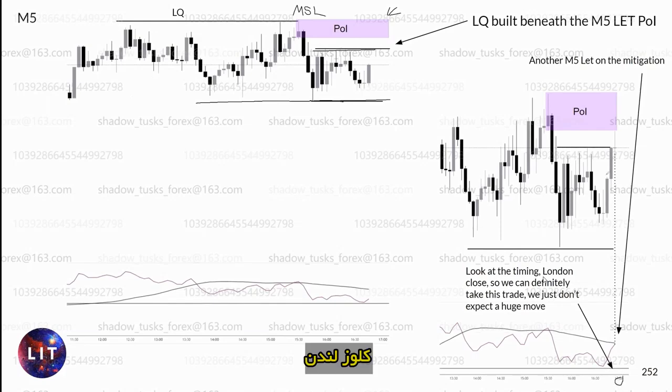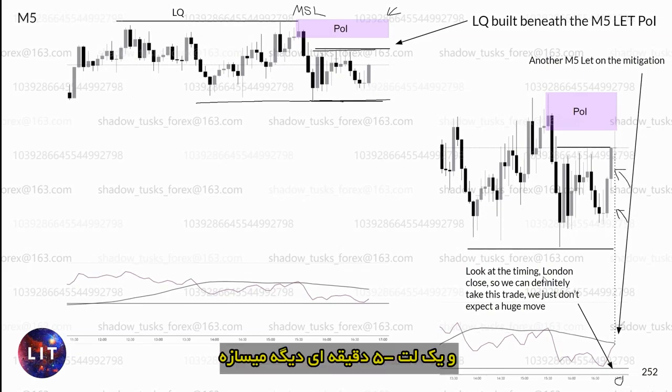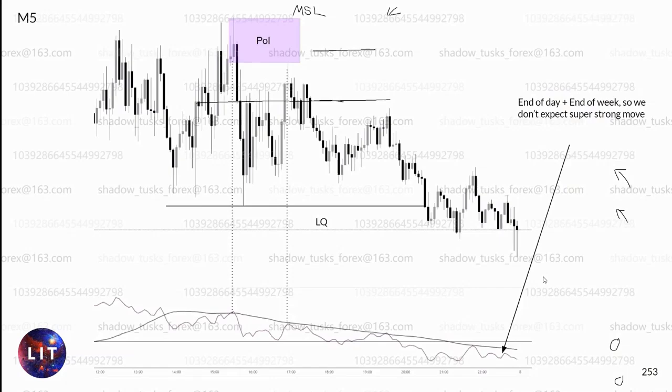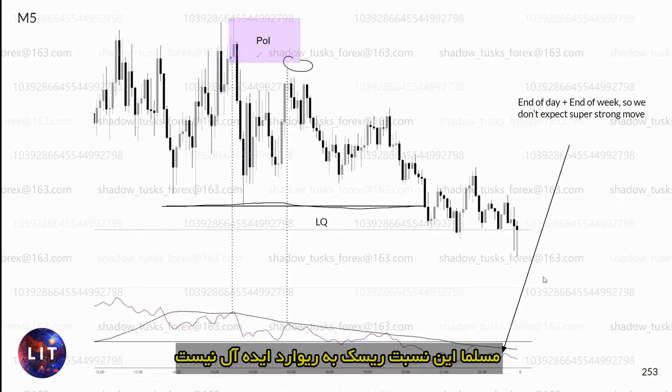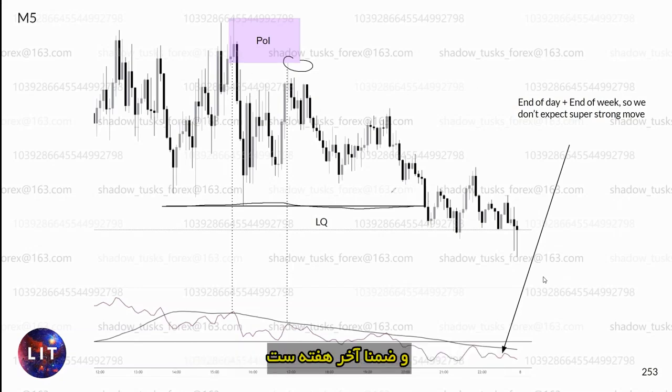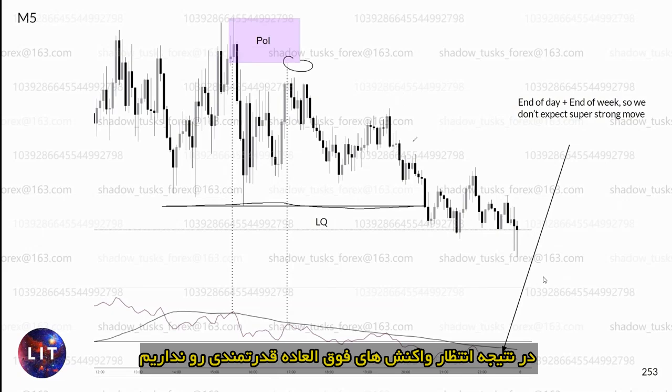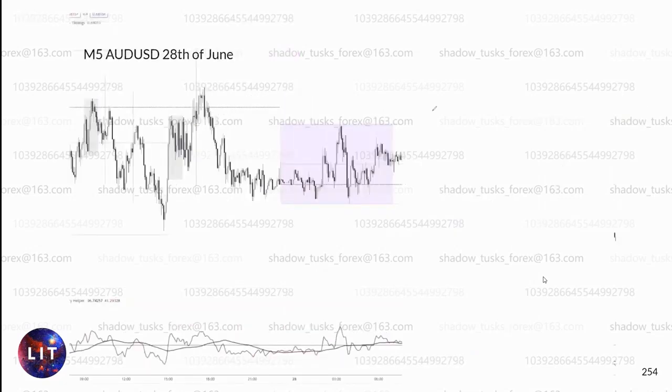London close, price pushes through, look at these vector candles, pushes through and creates another M5 let. So is this a valid trade? Absolutely. So then we see, take this trade down to the liquidity. Obviously this is not the best RR and it's end of week, so we don't expect anything super strong in terms of reactions.